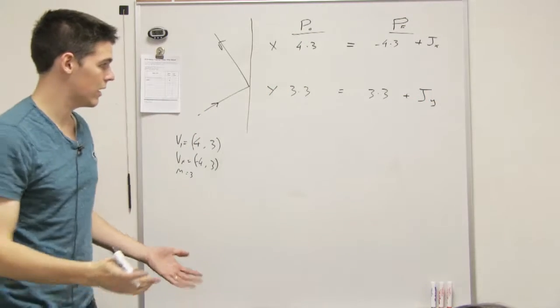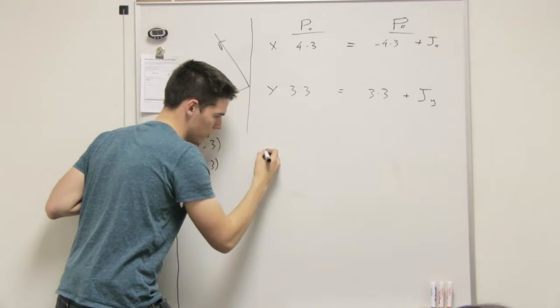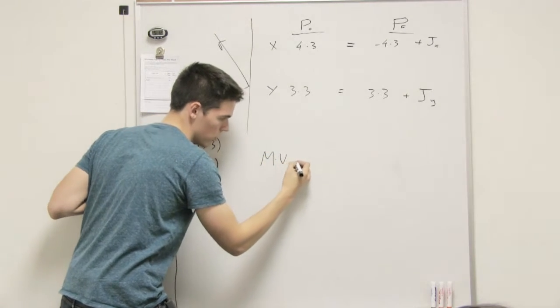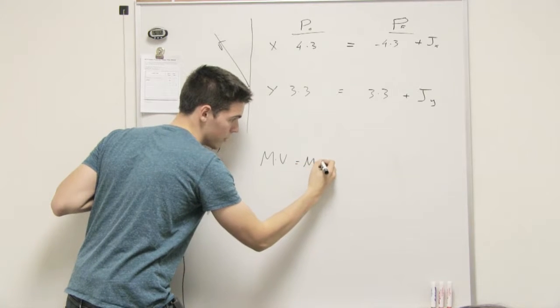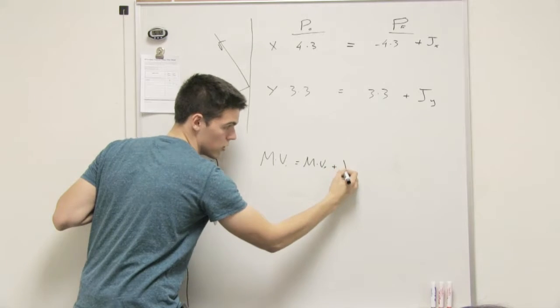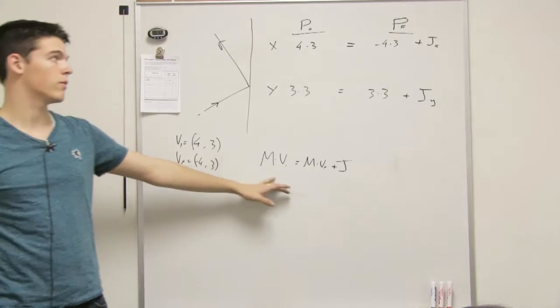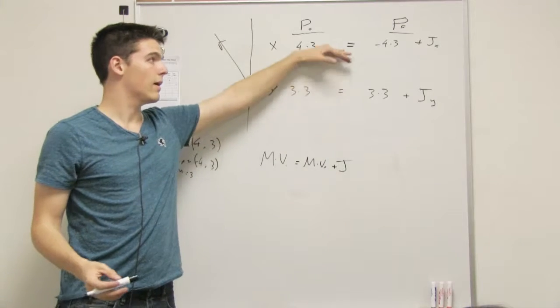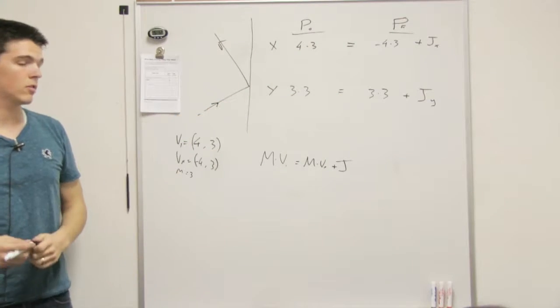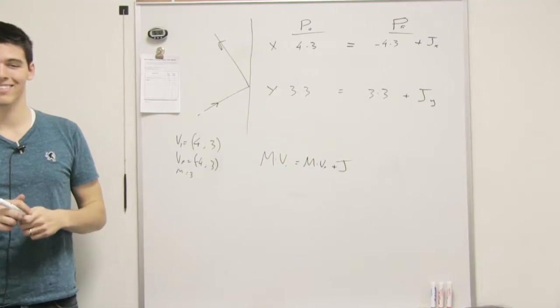For you guys, just so you know, to find what impulse is, your mass times velocity initial is equal to your mass times velocity final plus j. J is your impulse for you guys. And so that's what we're looking for. We're looking for the impulse in the x and in the y, because you need to break them up into x and y. It's like forces. Yay, we're back to that again, right?